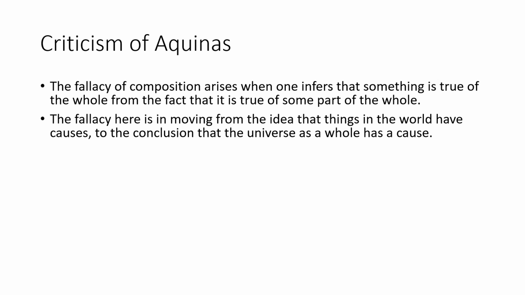So in this context, the fallacy here is in moving from the idea that things in the world have causes to the conclusion that the universe as a whole has a cause. Now, Russell's example to show why this is wrong is that we cannot jump from the conclusion that each individual human has a mother to the fact that the whole world has one mother. Not everyone in the world has the same mother, obviously. That would be a fallacy. So in making the jump from individual things having causes to the whole universe having a cause, a similar mistake is being made, according to Russell.